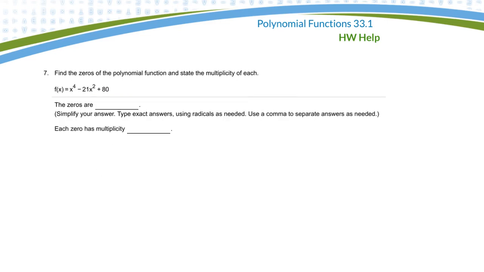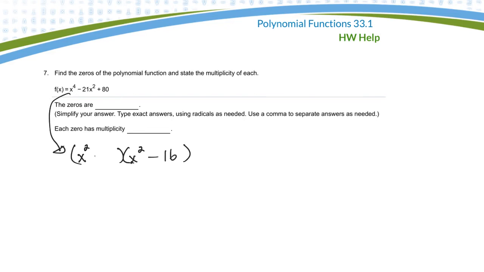7, find the zeros of this polynomial and state multiplicities. Okay, so I think that's sort of the normal quadratic form. I'm going to put an x squared out front, x squared. Things that multiply to 80 and add to 21. 16 and 5. I'm saying 16 and 5. Oh, not minus.